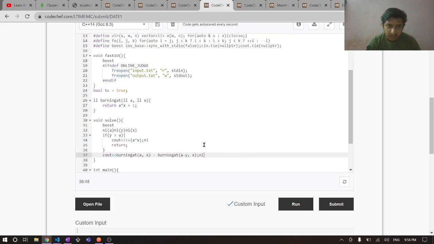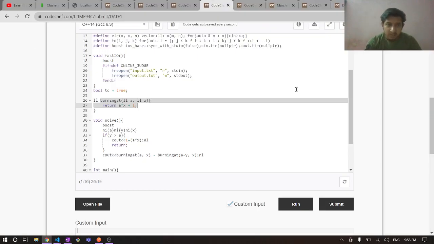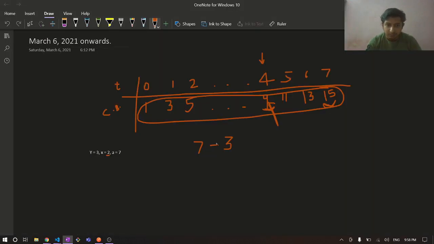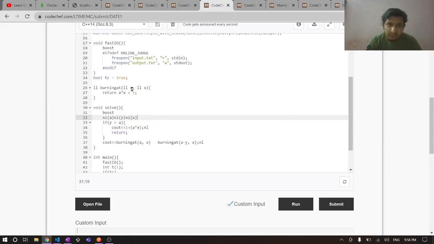And next, now what's the meaning of burning at? Burning at will return this thing, this table will be returned by burning at. So it will take this simple A and X. What is X? This difference. Okay, basically it is an AP. Okay, so candles burning at time A, if I started from time t equals 0 with one candle and adding x candles every time, so I'll get this many candles.